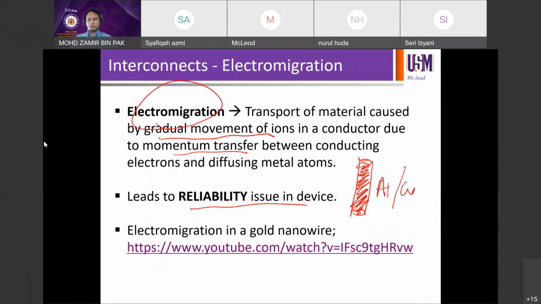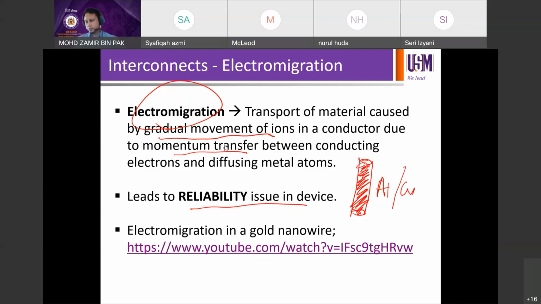Okay, so kita ulang balik. Transport of material caused by gradual movement of ions in a conductor in the interconnects due to momentum transfer between conducting electrons and diffusing metal atoms. So the momentum transfer, even though the mass is really small, but then ada momentum, right? Ada momentum there. So if it breaks, then your device will not be functional anymore, and that leads to reliability issue.